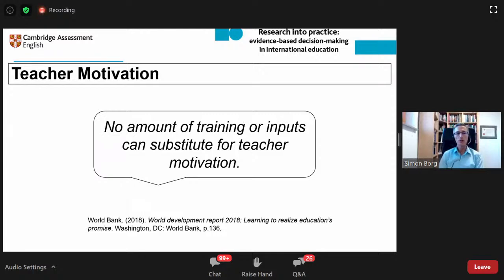So again, the question arises, how can we increase teachers' motivation, not only to take part in professional development, but to apply what they learn in their classrooms? A lot of this motivation needs to come not just at the level of ministries, but very often at the level of the schools teachers work in. So school leaders have an important role to play here.